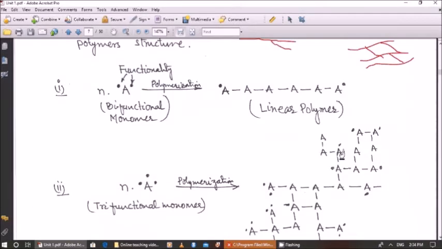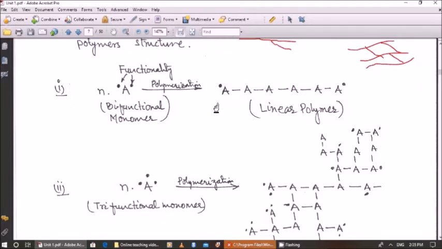So let us assume that this is a bifunctional monomer A, and it has got two functionality. This dot represents the functionality, and N is the number of molecules of monomer. Okay, when we will polymerize this monomer, what will happen? All these functionality will form the linkage between the monomers, and a linear polymer will form.